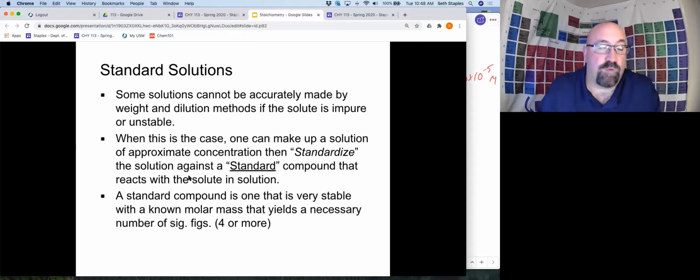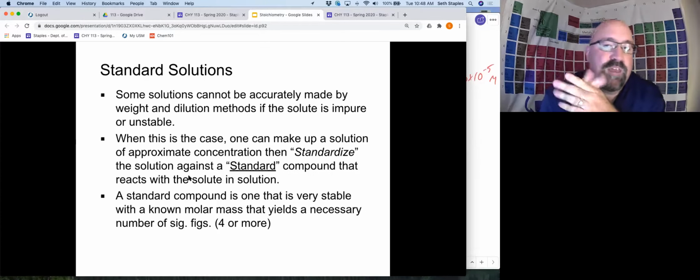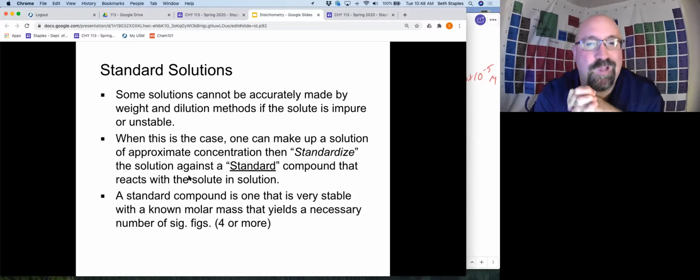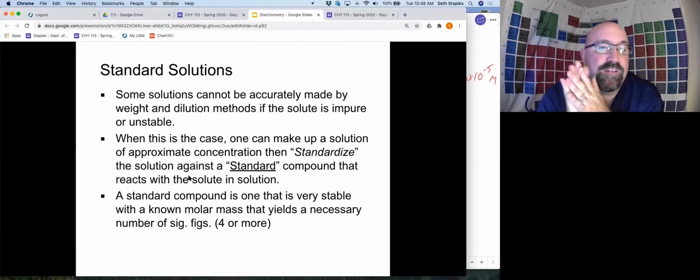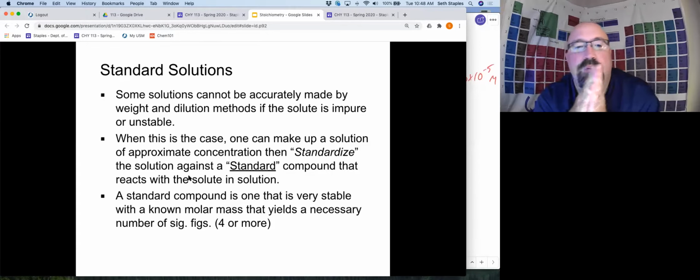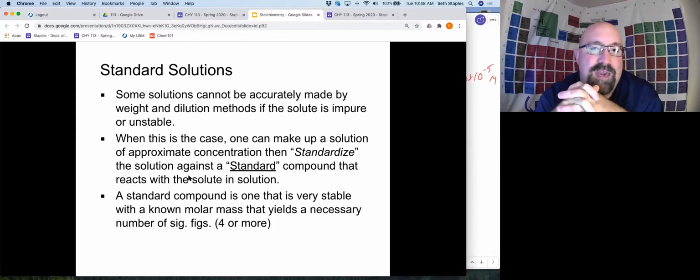Some solutions sometimes, and we'll run into this in lab in a few weeks, can't be accurately made by weight or dilution methods if the solute itself is impure or maybe unstable in some way. And so what we can do in those cases is make up a solution that's close to the concentration that we're looking for, and then standardize that solution against a standard compound. A standard compound is one that is incredibly stable with a very precisely known molar mass that gets us a high number of significant digits.